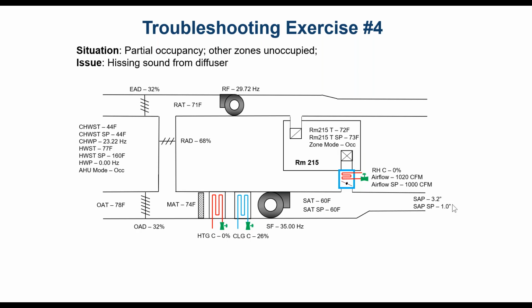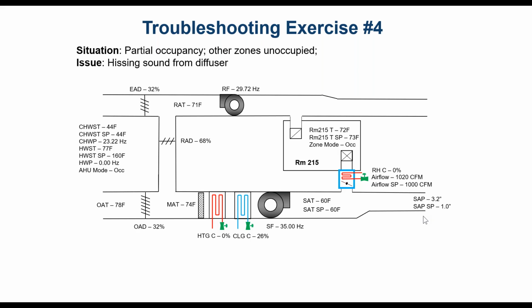The supplier pressure is at 3.2 inches. Well, wait a second. Supplier pressure set point is at 1 inch. So we have over 3 times the static pressure in the supply duct than we intend to have in this case. So let's investigate that control loop. That is a controlled variable. The supply fan modulates the speed to maintain supply air static pressure at set point. Is that set point appropriate?